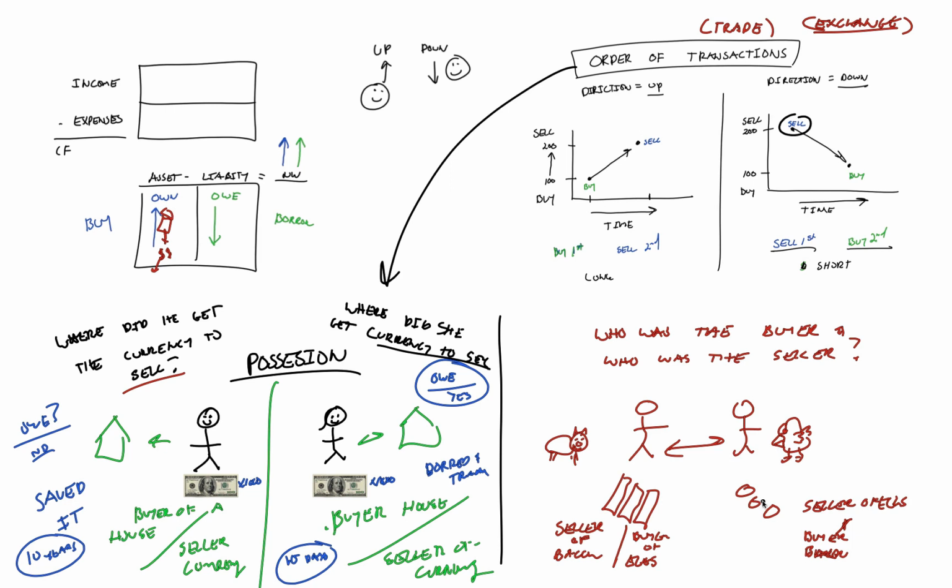Here he gained egg and lost bacon. Here he lost eggs and gained bacon. Here this man gained a house and lost cash. Here this woman gained a house and also lost cash. The difference is the cash that she traded was borrowed and the cash that he traded was saved. So one of them got the source of cash from here.